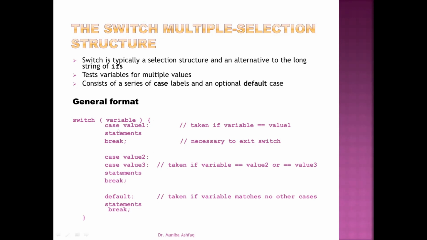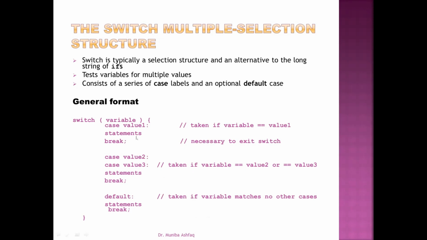You can see that case is a keyword. So you write case and then the value the variable contains. The variable contains different values like value 1, value 2, value 3, value 4, so you write that specific value directly in front of the case keyword. Then you have the colon and then the statements. After that, you have the break statement, and this break statement is a must if you want to come out of this switch structure and you don't want to execute all the other statements.